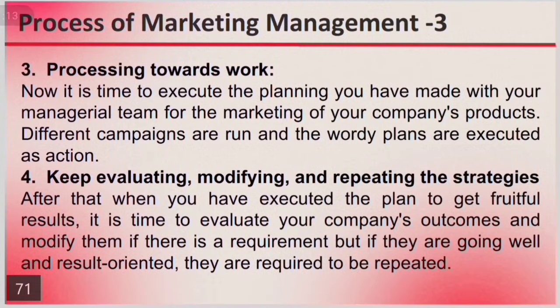Process of marketing management. Number 3, processing towards work. Now it is time to execute the planning you have made with your managerial team for the marketing of your company's product. Different campaigns are run and the wordy plans are executed as action. Number 4, keep evaluating, modifying, and repeating the strategies. After that, when you have executed the plan to get fruitful results, it is time to evaluate your company's outcomes and modify them if there is a requirement. But if they are going well and result-oriented, they are required to be repeated.